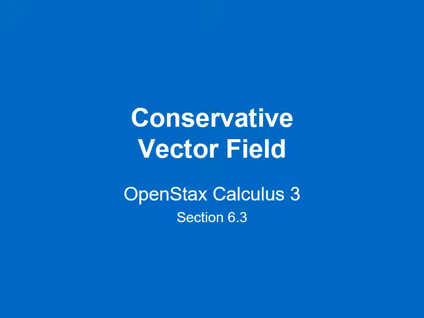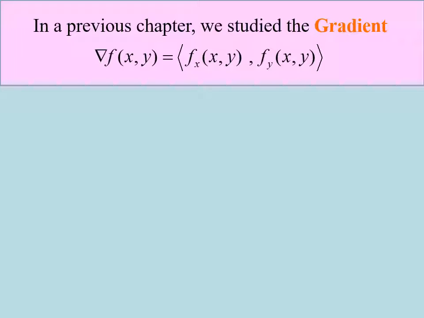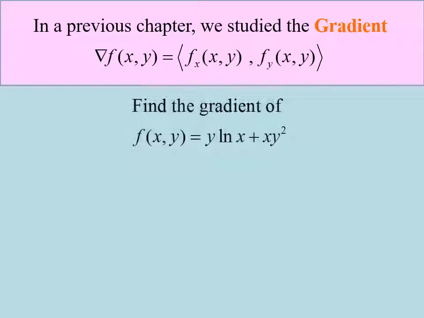In this section, we want to take a look at conservative vector fields and some of the ramifications of having a conservative vector field. Recall that in 2 dimensions, we find the gradient vector simply by doing the partial with respect to x and the partial with respect to y and putting them in vector form.